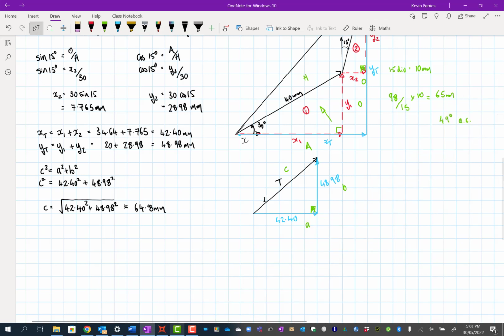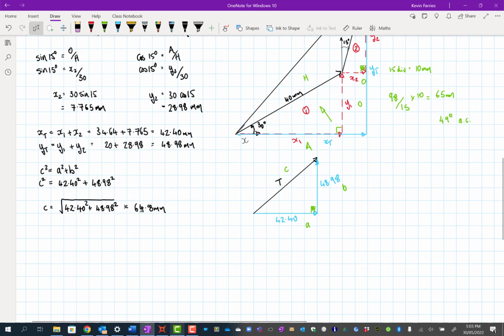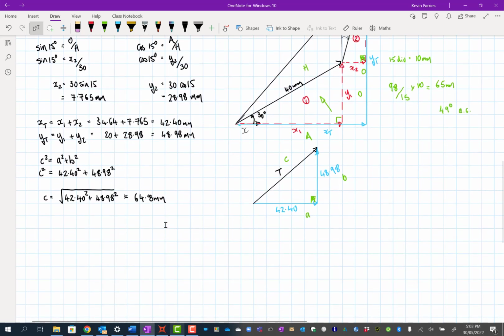Okay, so what were we asked again? Let's go back to the question. One thing we can do is check if it looks reasonable. By scale, I got 65, and we got 64.8. It's pretty close, closer than I expected, to be honest, so that looks pretty good. We still had to get the direction, so we found the magnitude. Now we need to get the direction. So we'll take it clockwise from the x-axis again.